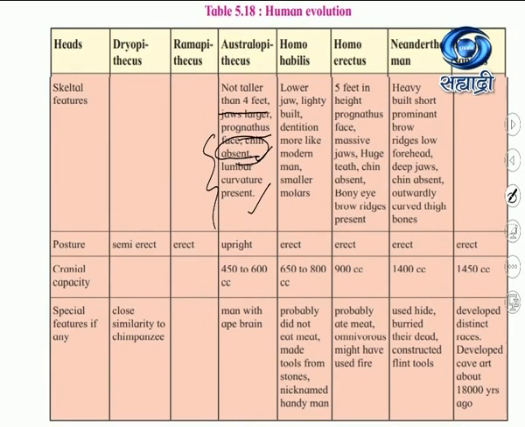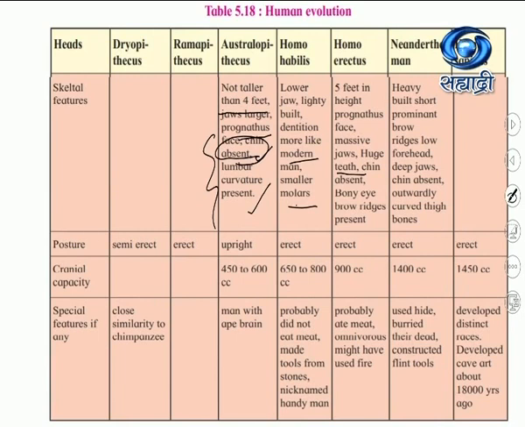Homo habilis, they had lower jaw, they were lightly built, they had dentition like a modern man, they had smaller molar teeth. Homo erectus, now see the height increase, they become 5 feet because body is becoming erect, no? So slowly height will increase. 5 feet in height, prognathous face, massive jaws, huge teeth. Chin absent, and eyebrow ridges are very protruding.